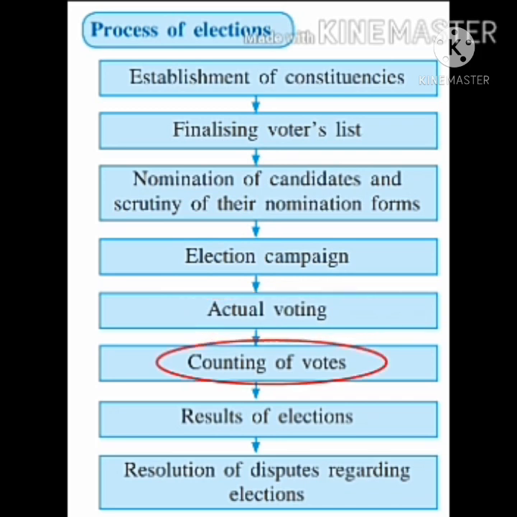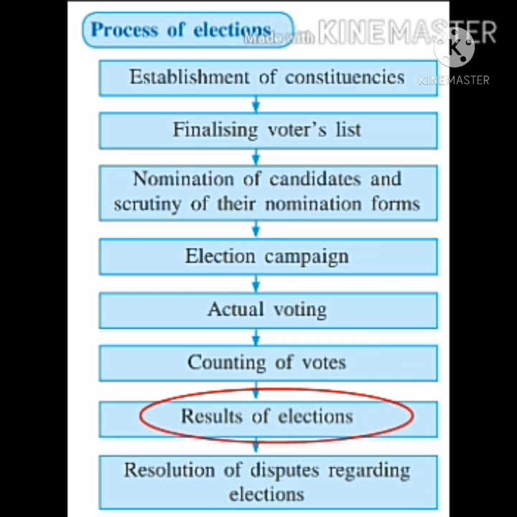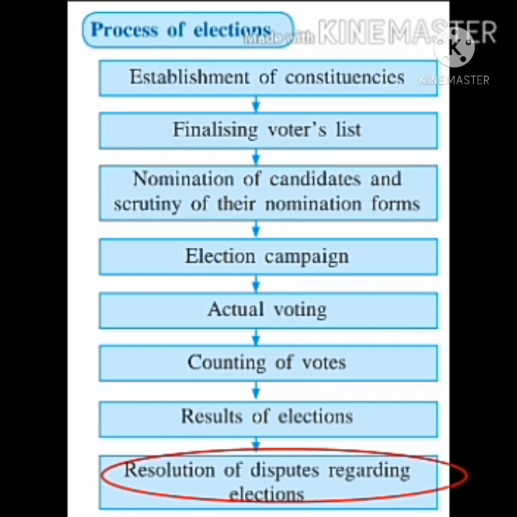Next process is counting of votes. After election is over, votes are counted on a specified date given by the Election Commission. Next process is results of election. After the votes are counted, results will be declared. Which political party got how many votes and which party won the election will be announced. And the last process is resolution of disputes regarding elections.